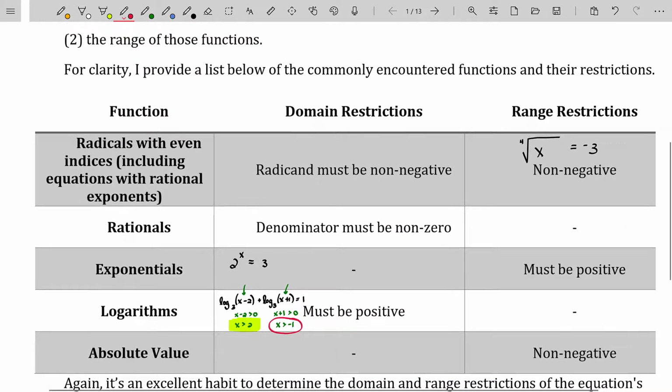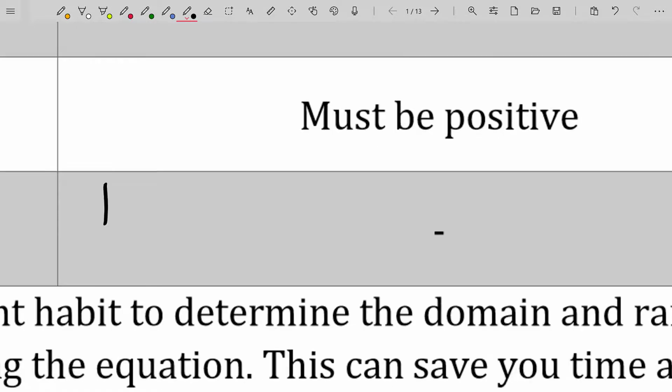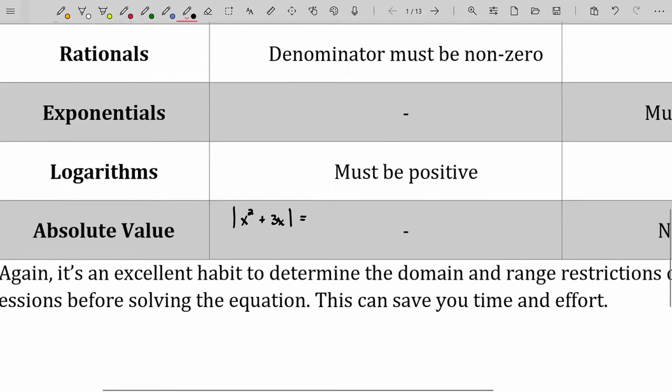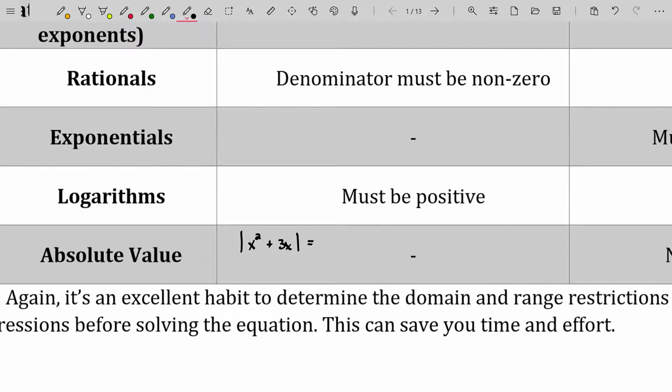Finally, and what's more important to us as we move forward in mathematics, is absolute value equations. Now think about an absolute value, and let's throw that into an equation form. So let's say we have the absolute value of x squared plus 3x equal to some number. It doesn't really matter. Let's just leave that blank for the moment. Well, absolute values, you can plug any number you want into an absolute value. So there are no domain restrictions on absolute value functions.